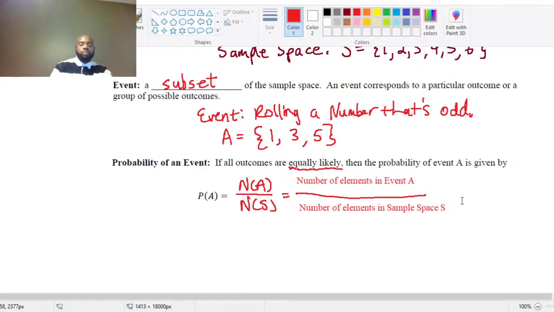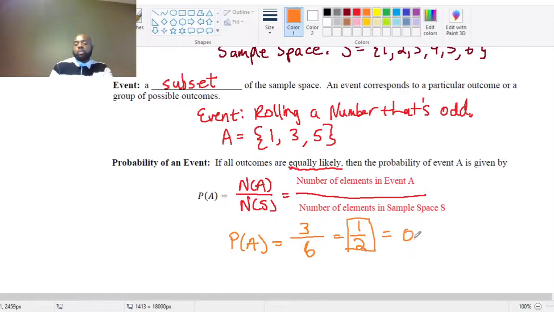And so if we look at that example of rolling a dice and my event A is rolling an odd number, then the probability of rolling an odd number would be: 1, 2, 3. There are 3 odd numbers, or 3 elements in our event, and our sample space has 6 elements. So we get 3 out of 6, which is 1/2. We can write it as a simplified fraction, or we can write it as 0.5. And so that's a probability.